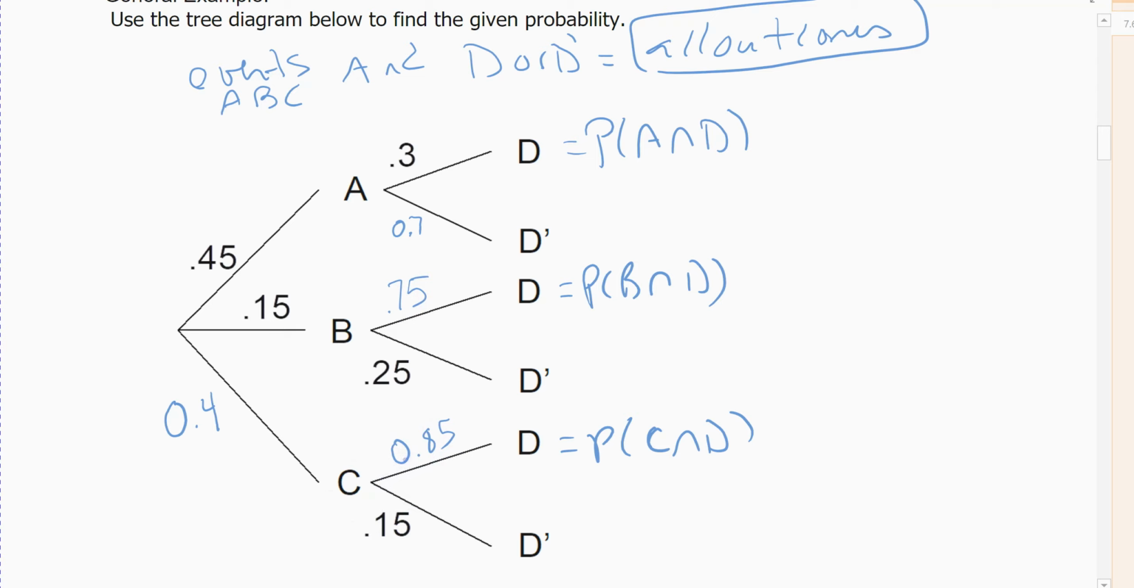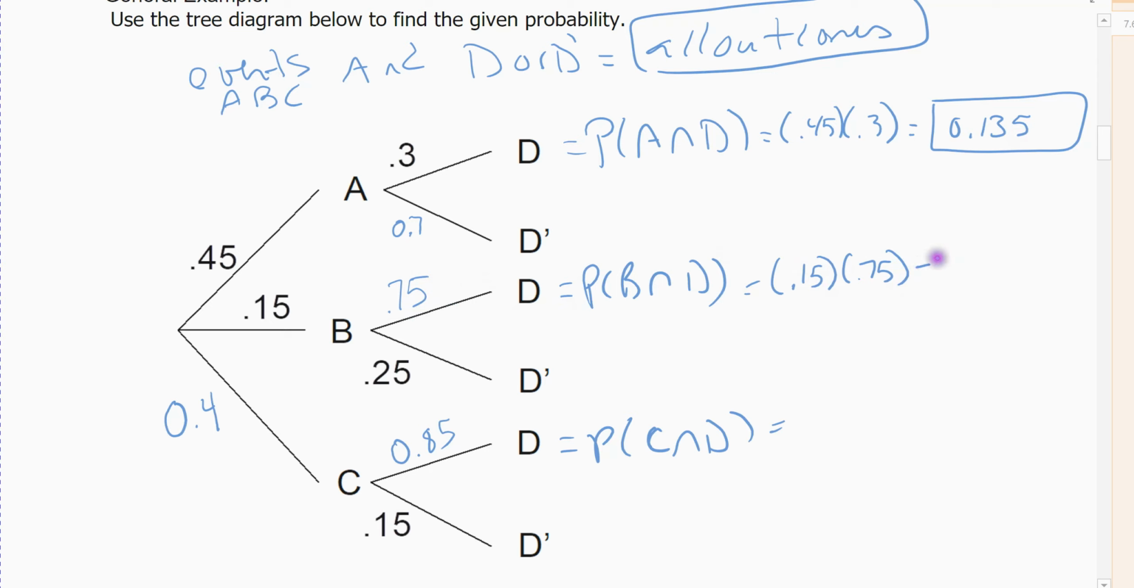Right, now I've completed the tree part, now it's the end result. And so remember, the end result is to multiply. So the first one's going to multiply 0.45 times 0.3, which comes out to a probability of 0.135. And don't round, leave it exactly 0.135. Same thing for the next one. The next one is 0.15 for the probability of B, 0.75 for the probability of D given B. And again, don't round, write it exactly 0.1125.